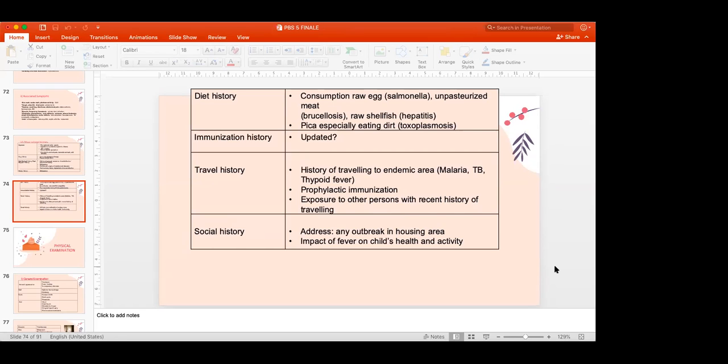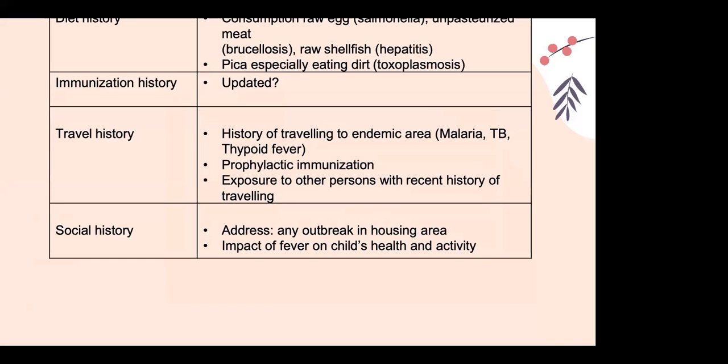Next, we also need to ask about immunization history, whether it is updated or not, because meningitis can occur if the patient has not taken BCG vaccination. Next, for history of travelling to endemic areas, such as malaria areas, if the patient went to the jungle. And for prophylactic immunization, we need to ask whether, before the child traveled, he or she took any immunization.